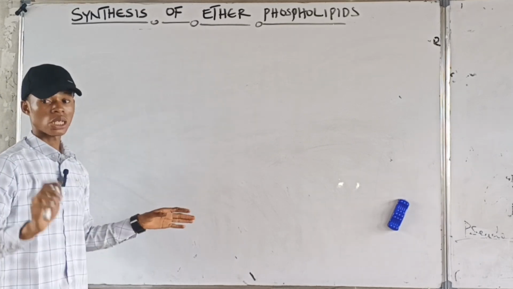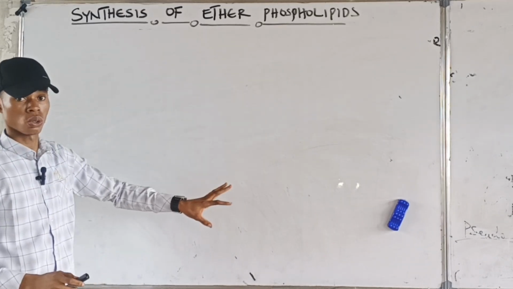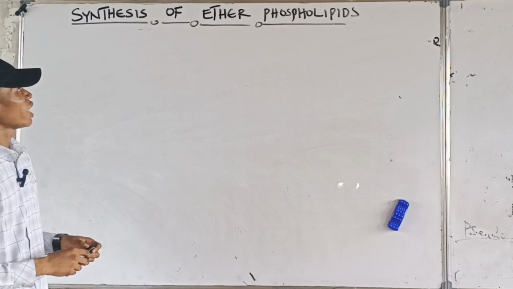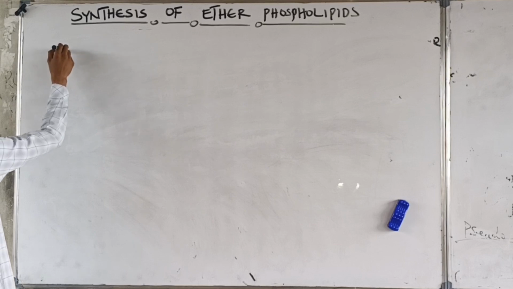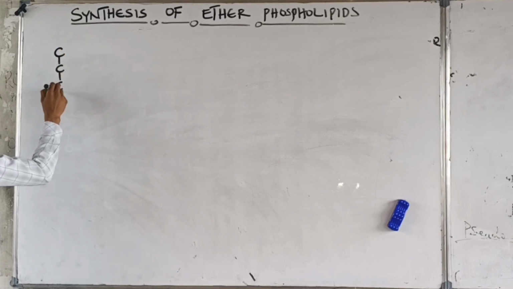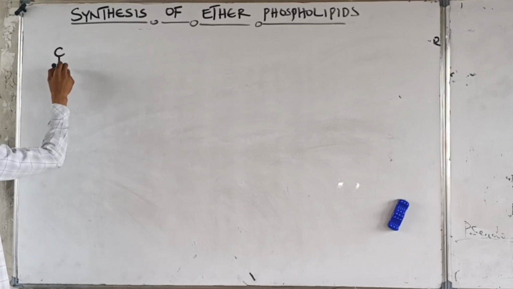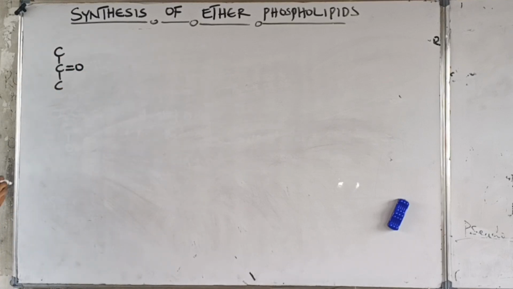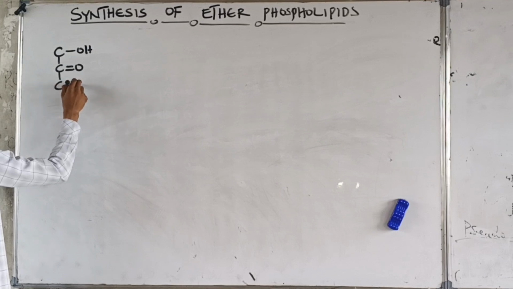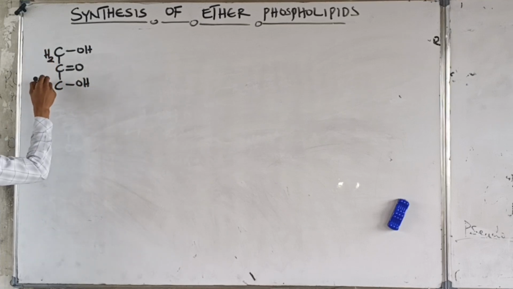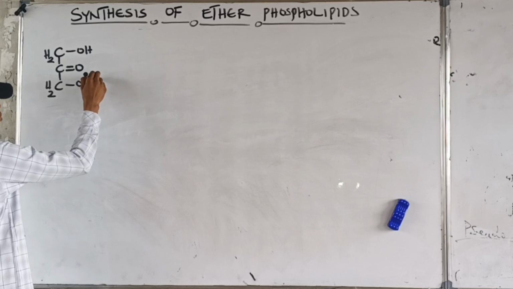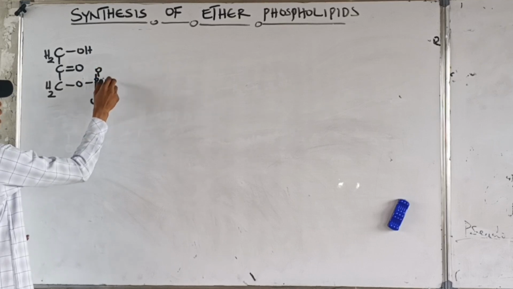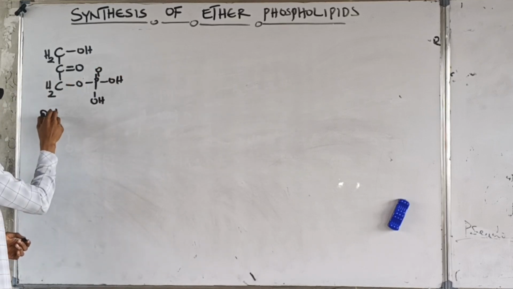Okay, before I do that, let's use structure to visualize what we've done. Now I said if you want to synthesize ether phospholipid, always start from what? Dihydroxyacetone phosphate. So you draw your structure of dihydroxyacetone phosphate. Dihydroxyacetone phosphate is 3 carbon. Acetone, meaning we have a ketone functional group. Dihydroxy, meaning we have 2 hydroxy groups. So if you look at this now, this structure here is dihydroxyacetone. I have to attach a phosphate group here. So this is dihydroxyacetone phosphate, DHAP.